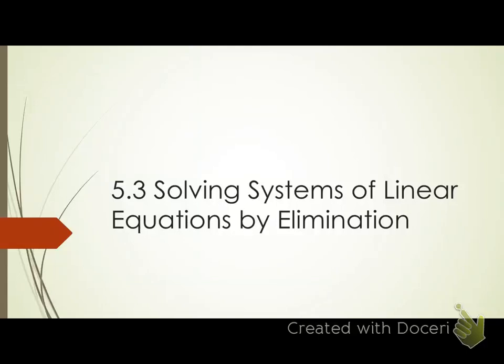All right. Moving on to Chapter 5, Section 3. This is our last method to solve systems of linear equations. Once again, what will our solution be when solving a system of equations? An ordered pair. When we solved by graphing, we looked at where the lines intersected. That ordered pair was my solution.